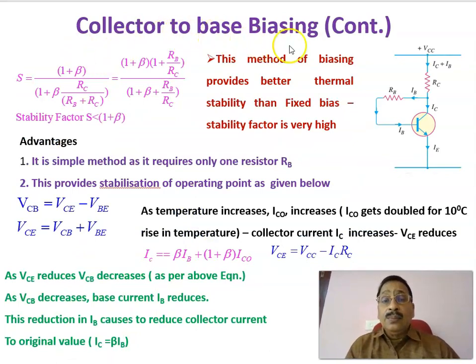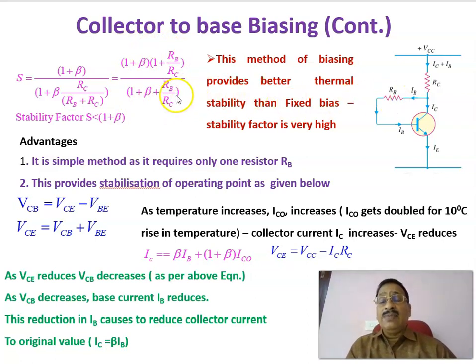Continuing with collector to base bias. This is a collector to base bias, where the biasing resistor is between the collector and base. And the stability factor we have already derived is equal to 1 plus beta divided by 1 minus beta into RC divided by RB plus RC. Multiplying this, RB plus RC will go upward. That is, it will be 1 plus beta, and we take it outside. Rearranging, 1 plus beta into 1 plus RB by RC divided by 1 plus beta plus RB by RC. Therefore, this is the equation for the stability factor in the case of a collector to base bias.